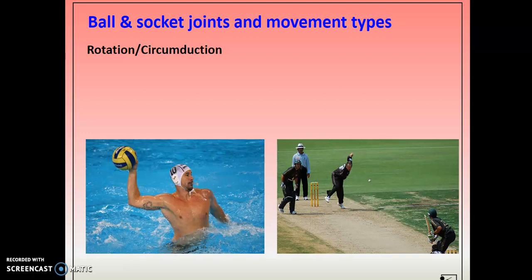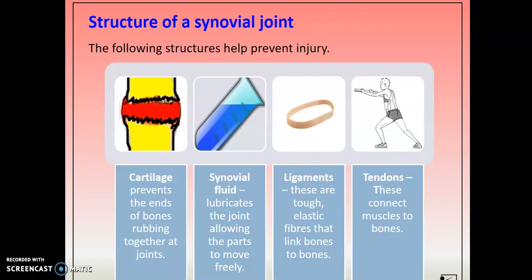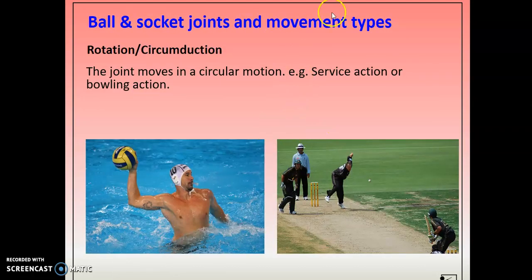You do have another two movements that can occur at your hip and shoulder joint, and these are rotation and circumduction. They're slightly different. Here you've got rotation at the shoulder, and then here you've got circumduction as they go all the way around to bowl the cricket ball. So the joint moves in a circular motion, for example in a service action or bowling action. The slight difference, like I say, is that rotation is just rotating that joint, whereas circumduction is where you would take the movement all the way around the joint. This person, in case you didn't know, is playing water polo.